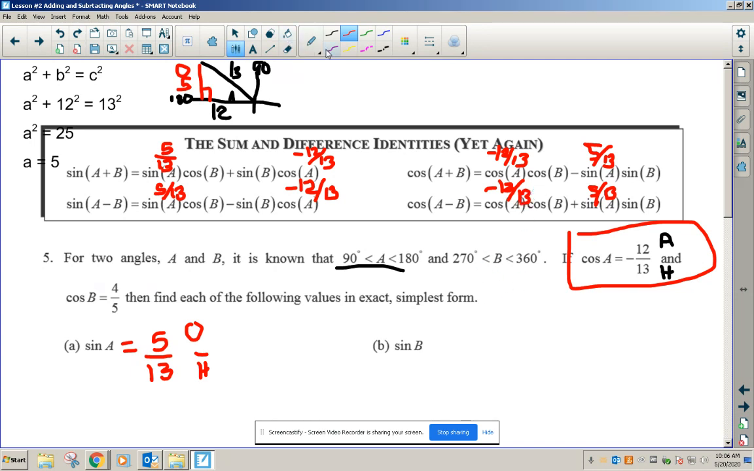Now I'll use a different color. Let's talk about B. B is in between 270 and 360. That means you are in quadrant 4 because this is 270 and this is 360. So you just got to take your time. I know you all can do this. And they give you the ratio, again, cosine, adjacent to the hypotenuse.